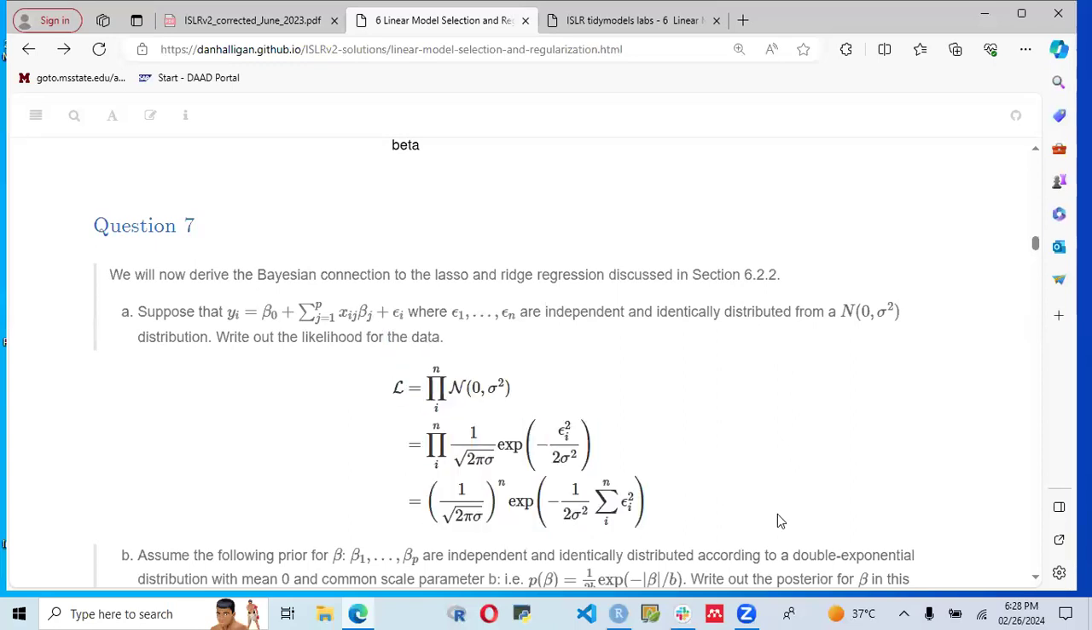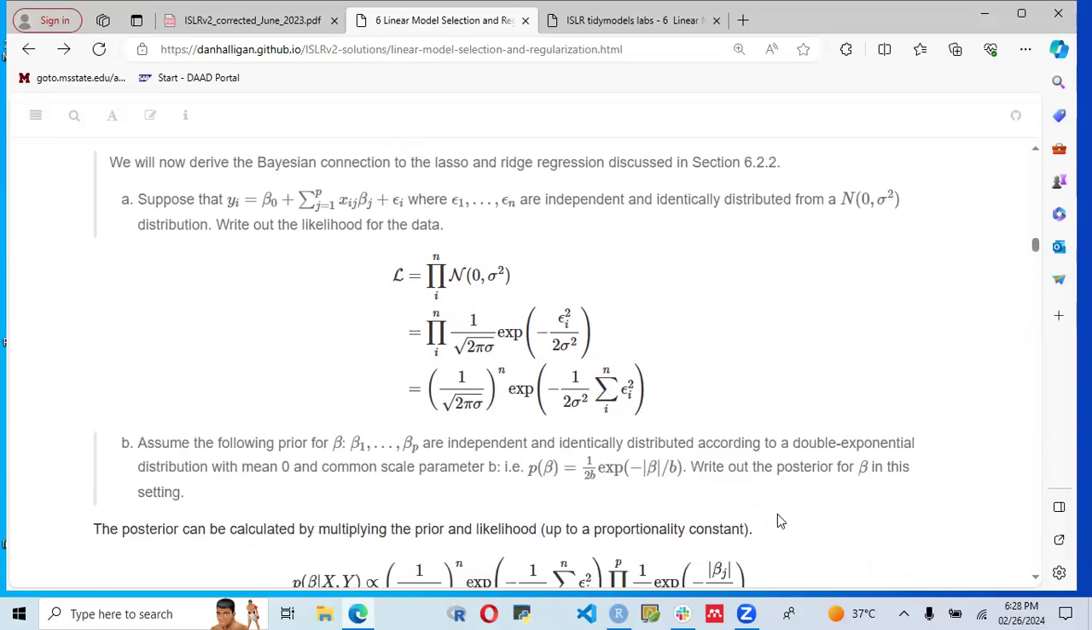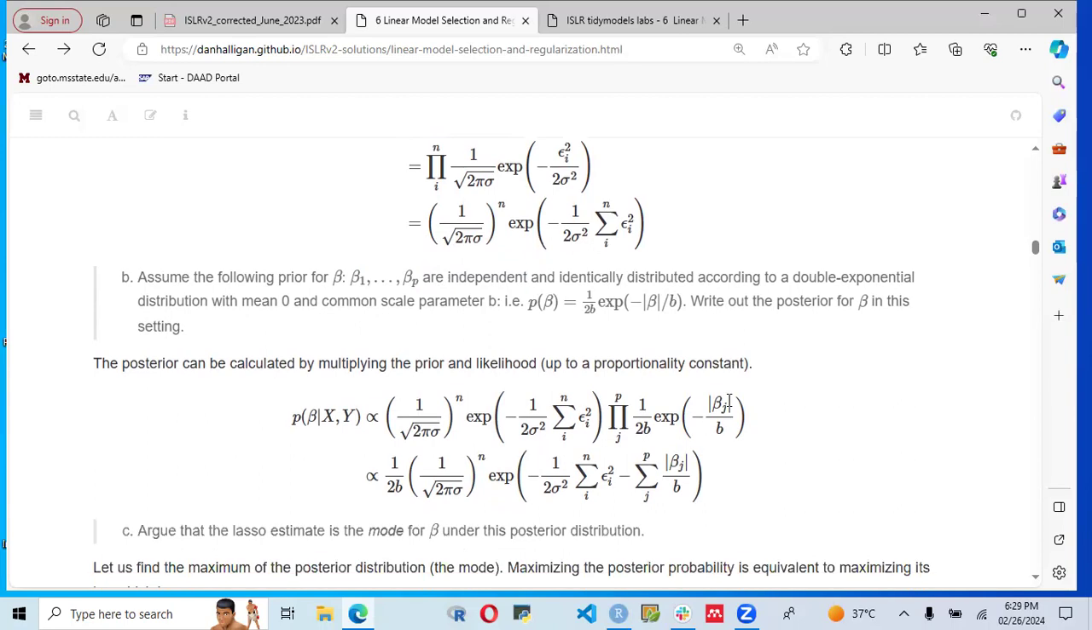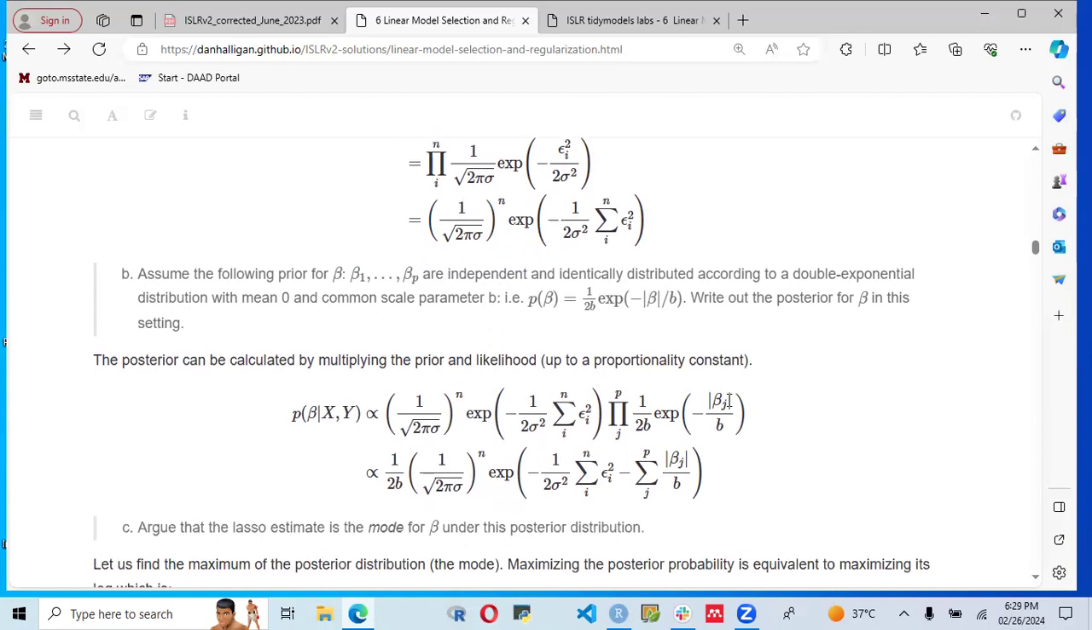So this is giving us this equation. B, assume that the following prior for beta, beta 1 to beta P, are independent and identically distributed according to a double exponential distribution with mean of 0 and common scale parameter of B. That is, the probability of beta is equal to 1 over 2B times exponential of minus absolute beta over B.